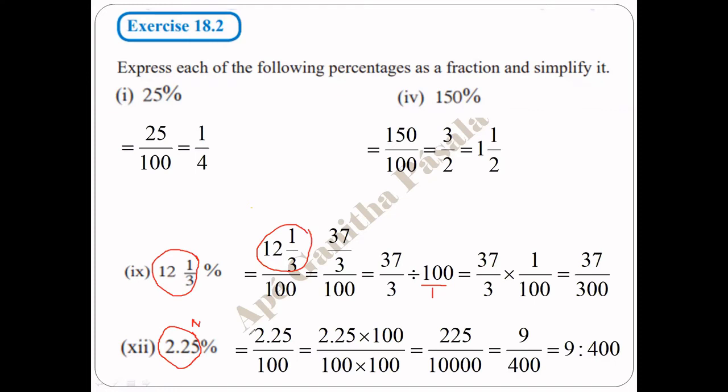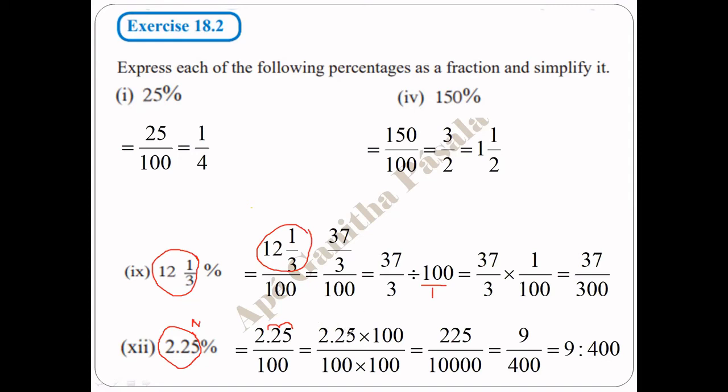Now you can't keep 2.25 as the numerator because that is a decimal number. You want to convert that into a whole number. How to convert that into a whole number? Here there are 2 decimal places. 2 decimal places can be removed by multiplying by 100. 2 decimal places, 2 zeros. If there's only 1 decimal place, 1 zero, that means 10.